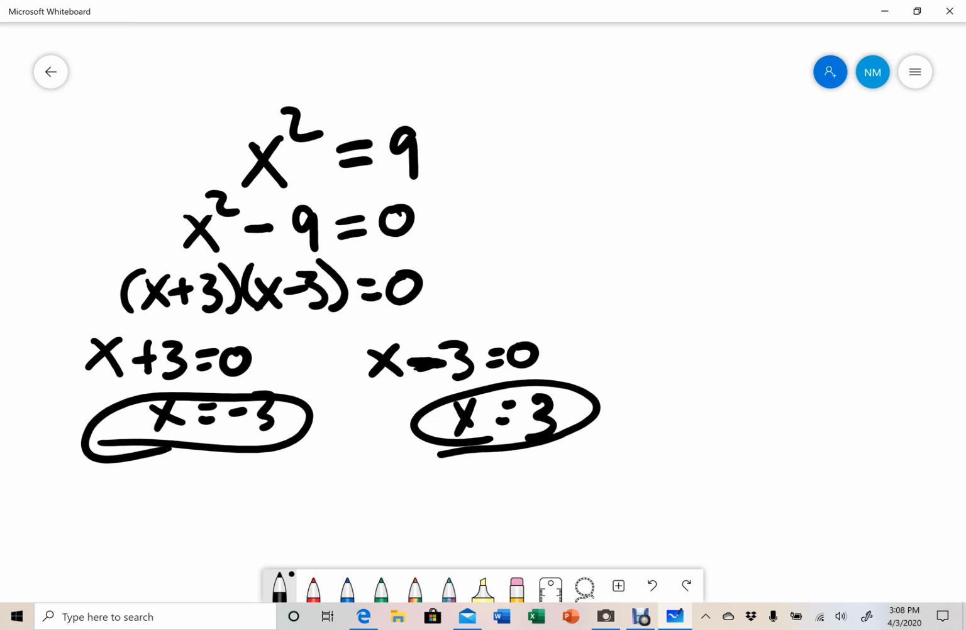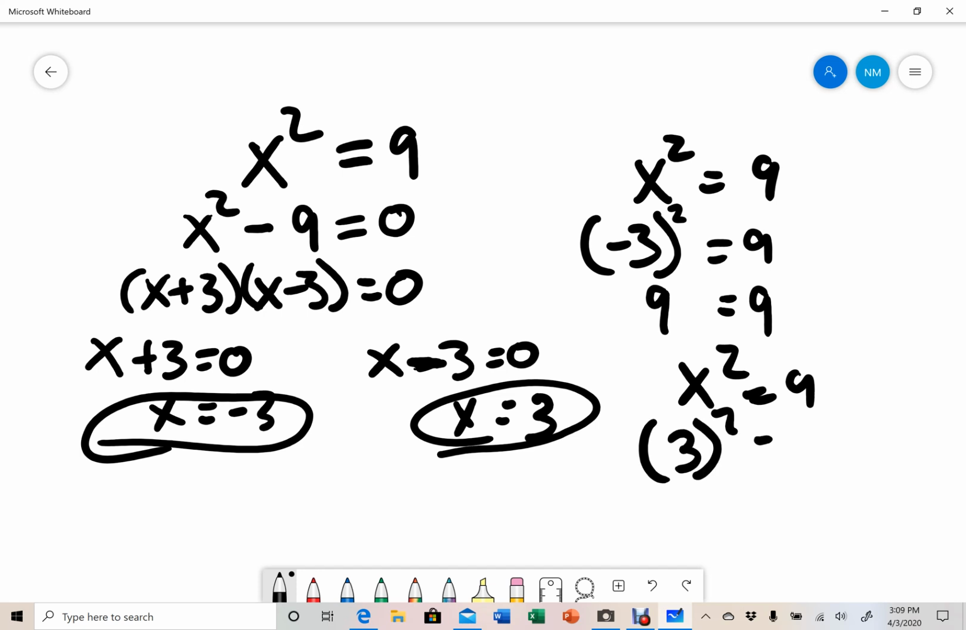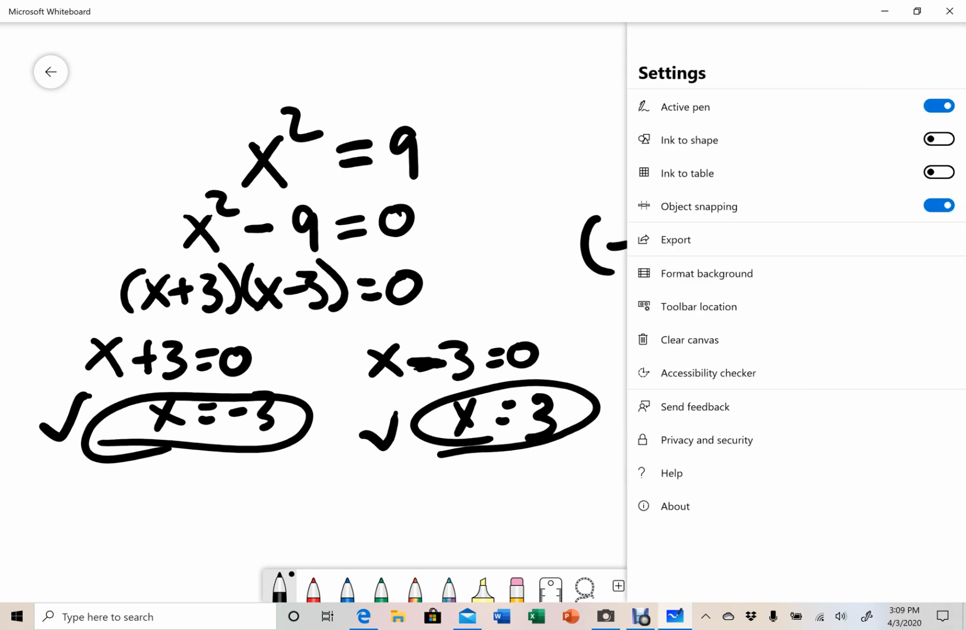So now I can go back to checking. x squared equals 9. So we've got negative 3 squared. When I square, I'm multiplying a negative 3 by a negative 3, and that cancels the negative sign out, making it positive. So now we have a positive 9 and a positive 9. And then with a positive 3 squared, we've got 9 equals 9. So both of these answers work, and those answers are correct. That is how we work through by factoring.